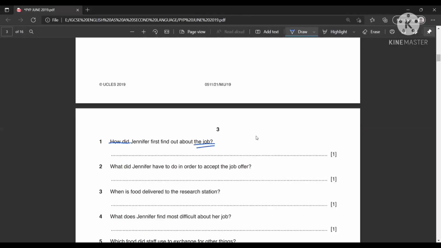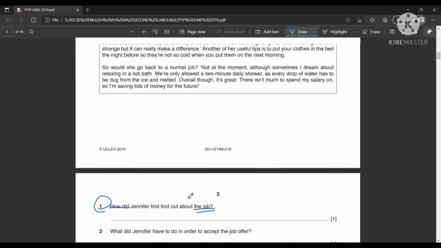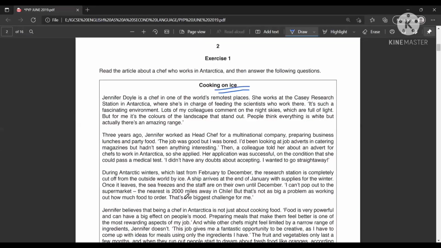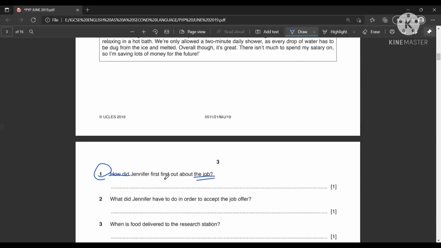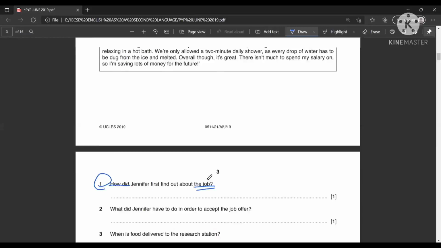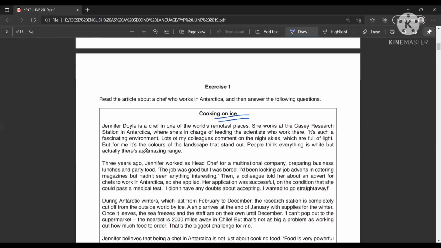Obviously it is a general tip, or common sense, that for the first question, 99% of the time it works, I would never give a 1% guarantee, the answer would generally be in the first paragraph. So we are going to read the first paragraph, and we already have the question in our mind, that is, how did Jennifer first find out about the job? So we have to locate this answer in the first paragraph.